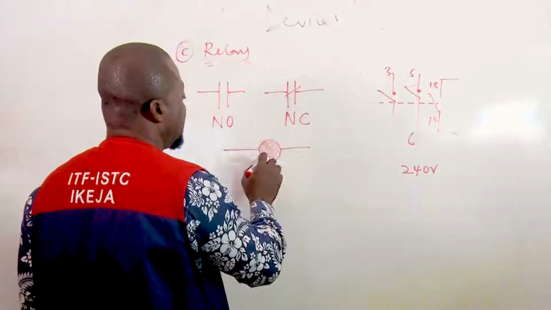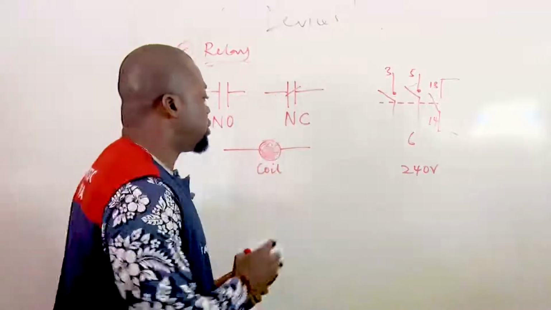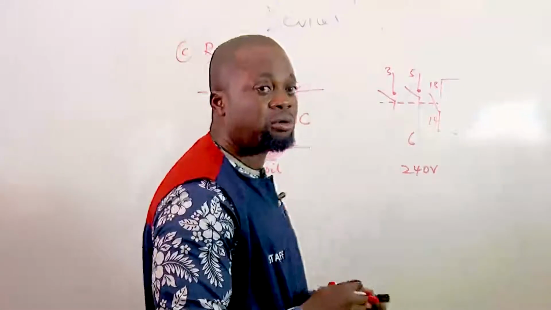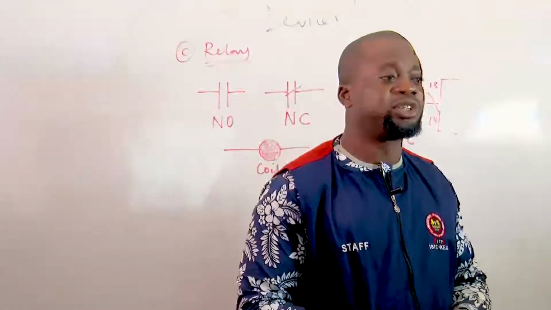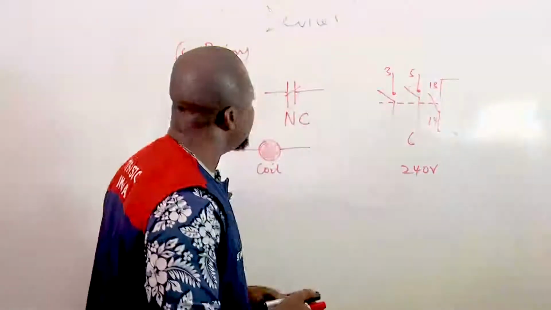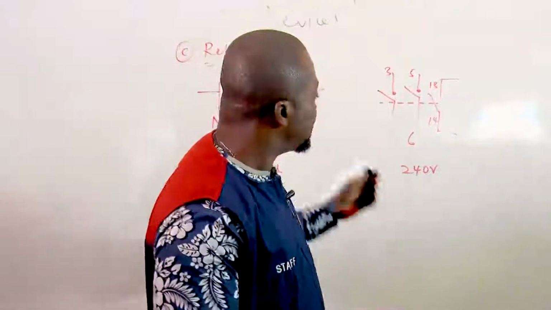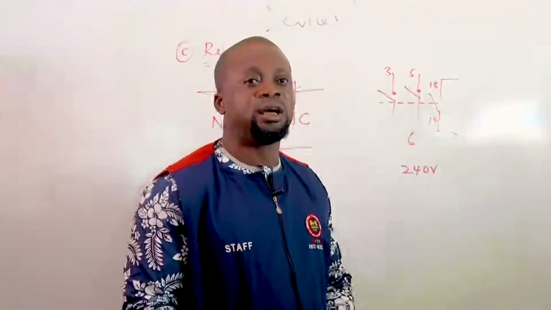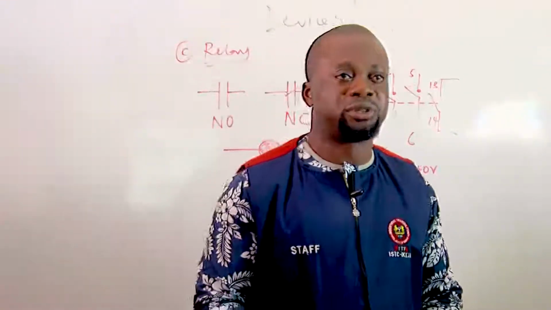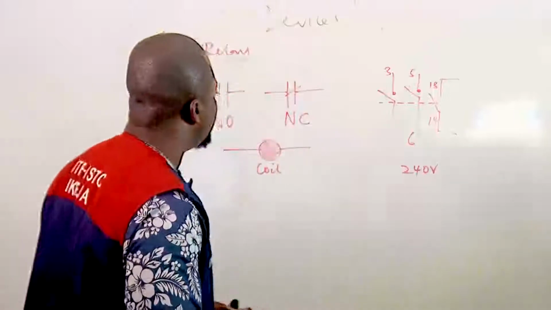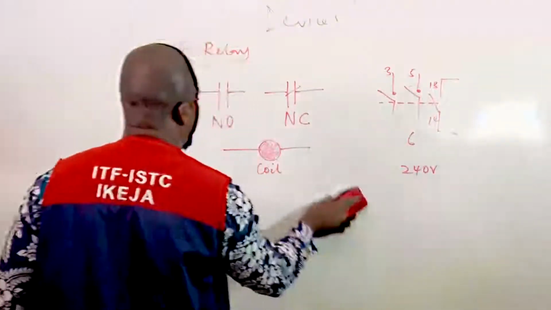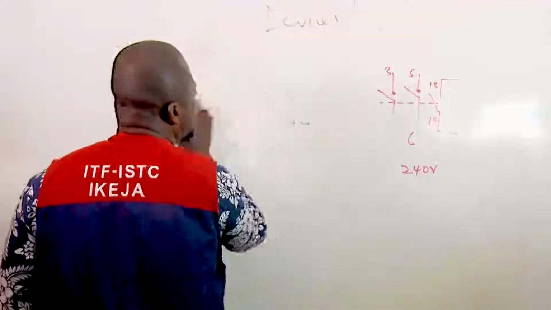When the coil energizes, the trigger is the operation. So a relay is similar to a contactor, it's just that contactors are for heavy duty equipment, while relays are for smaller size operations. And of course, we have what we refer to as the overload relay.